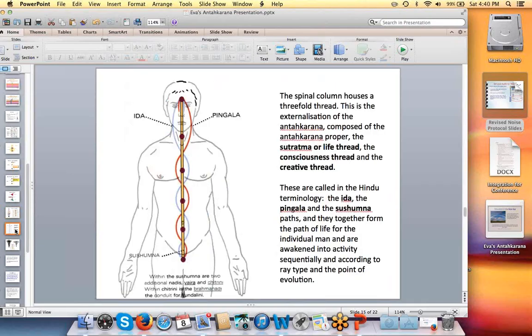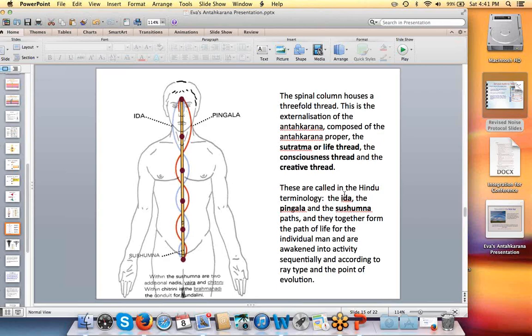So here's another. See? The spinal column houses a threefold thread. This is the externalization of the Antahkarana. It's not the Antahkarana per se. It's an externalization. Just like our endocrine system is an externalization of our chakra system, right? So it's composed of the Antahkarana proper, which is the Sutratma or life thread, right here, and then the consciousness thread and the creative thread, which are these colored threads.